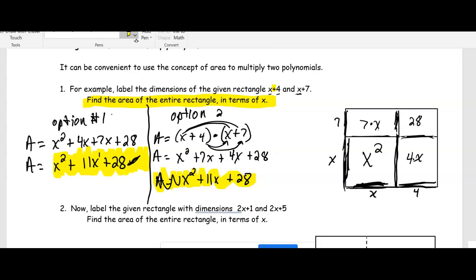The other thing I want you to recognize, because this is something we're building towards that you're going to want to see in our boxes: notice how these two corners are your like terms that we're adding together to get that middle term. That's not a coincidence. We want to recognize that pattern.